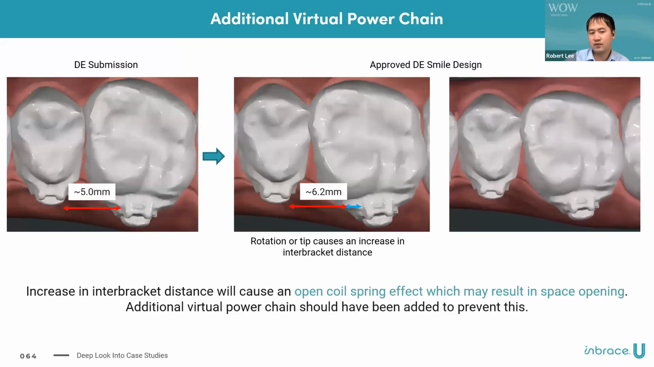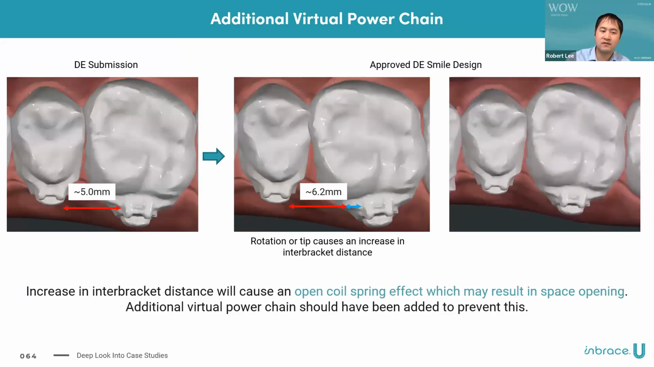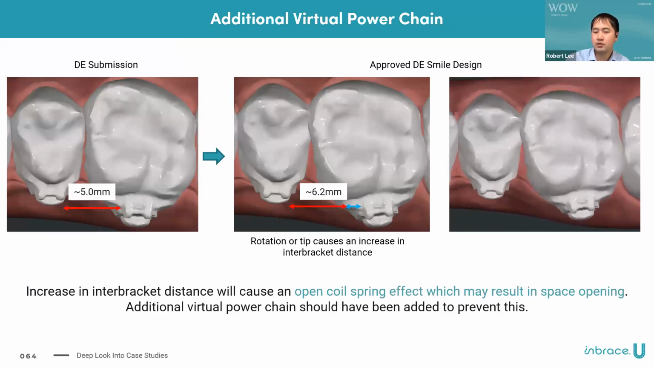If you don't add the additional virtual power chain to bring it back down to about the 5 millimeters that it initially started, so you'd have to add about a millimeter or more of additional virtual power chain, you may get that open coil spring effect, potentially causing a space opening. So again, this is something we weren't aware of when I was doing this case.